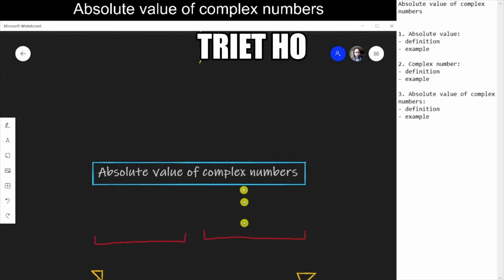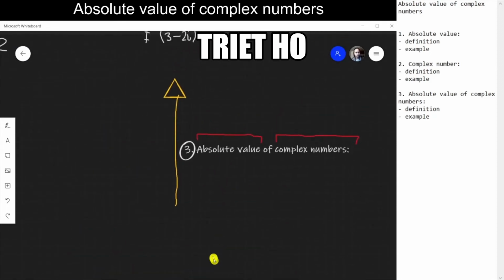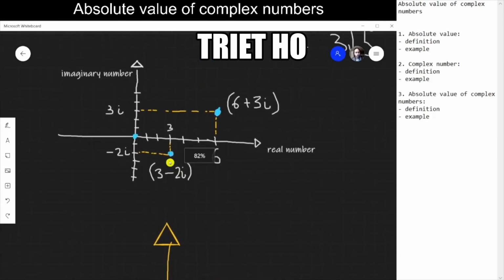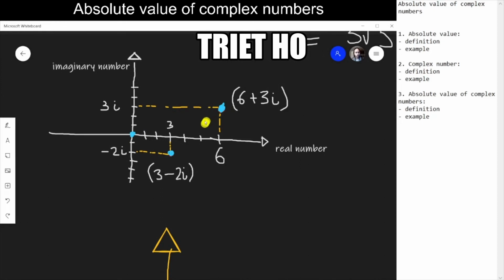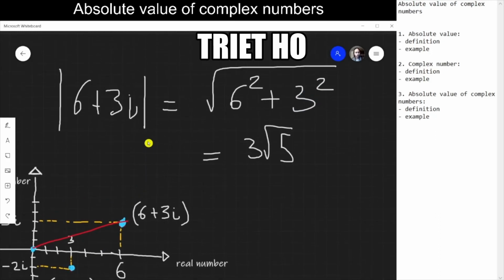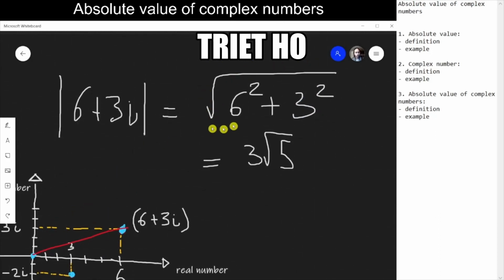If you combine the two terms, you're going to have the absolute value of complex numbers. So you see on the complex plane 2 points. So what is the absolute value of 6 plus 3i? It is going to be the distance from 0 to that point, 6 plus 3i. And this distance is going to be equal to the square root of 6 squared plus 3 squared, which is equal to 3 square root of 5.